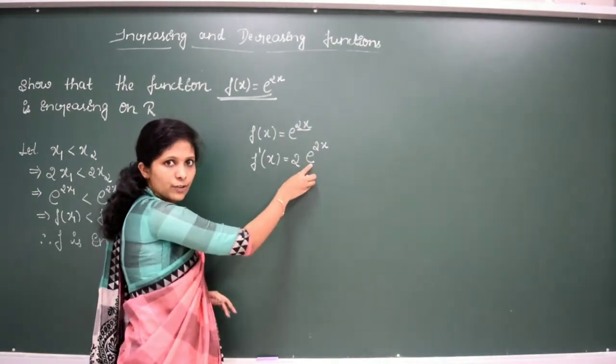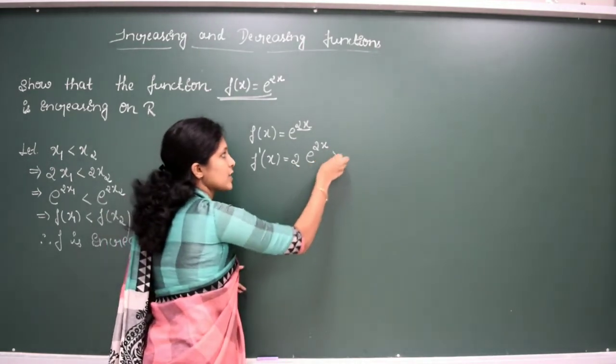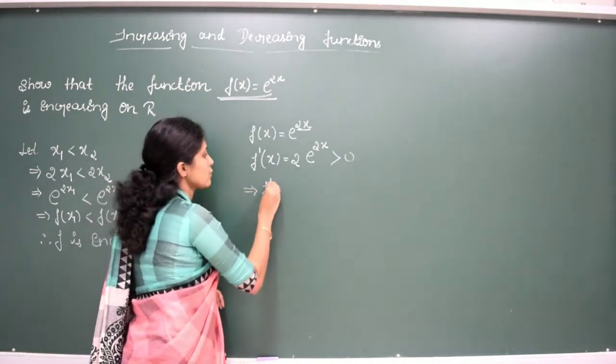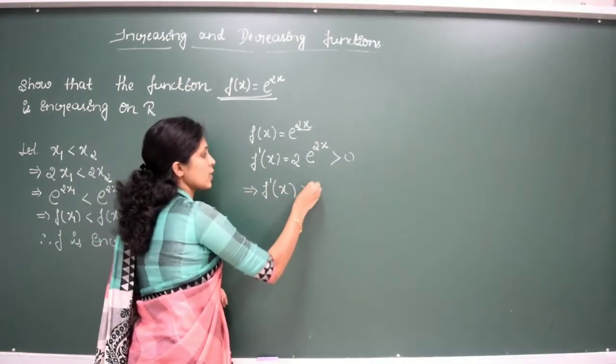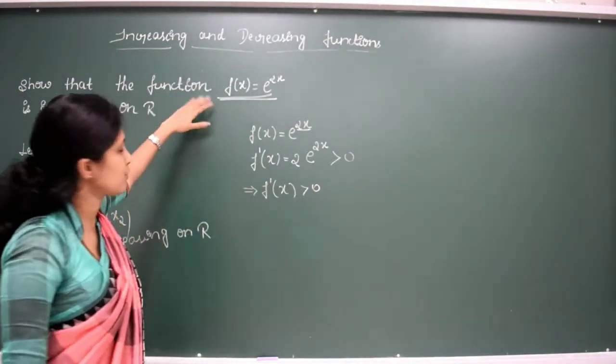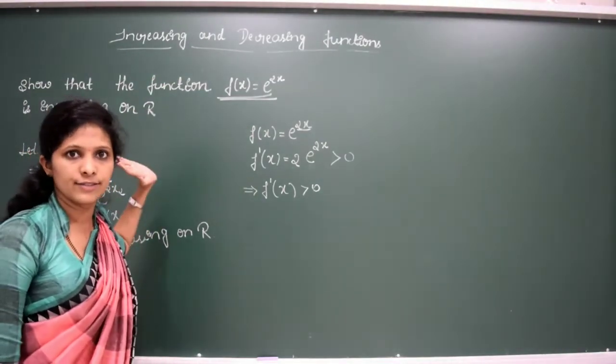An exponential function is always positive, and it is multiplied with a positive number. So f dash of x is greater than 0. Since f dash of x is greater than 0, the function f of x is increasing on R. Write either this one or this. Any one is enough.